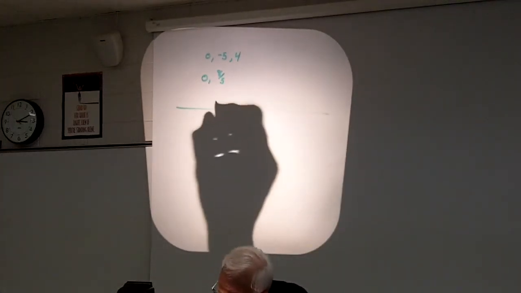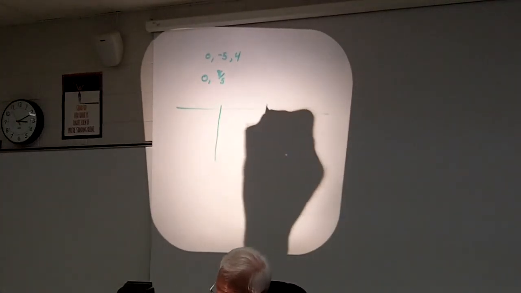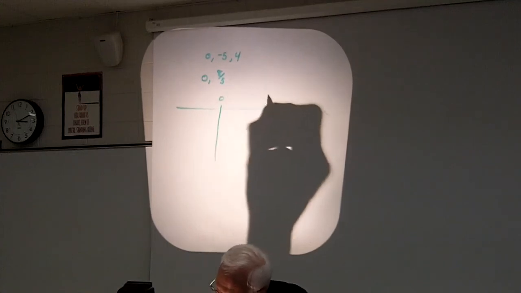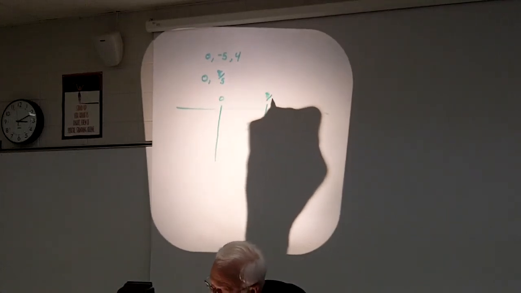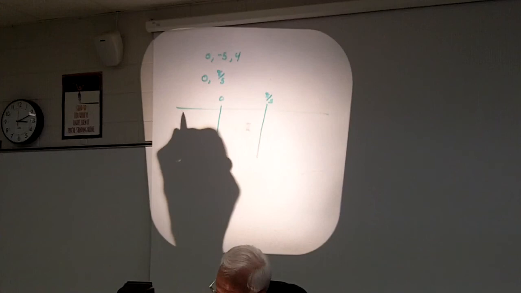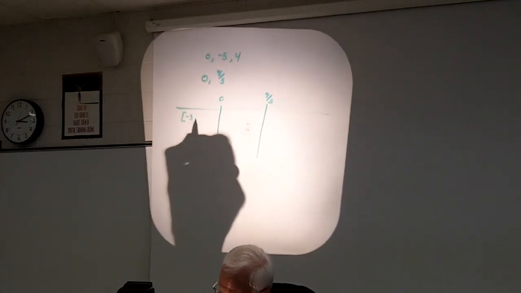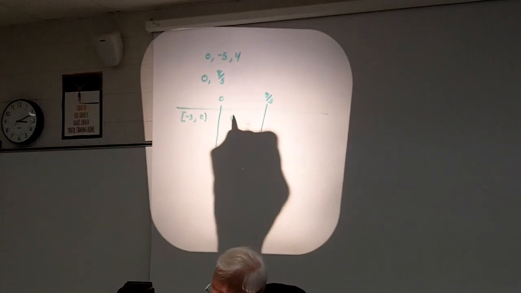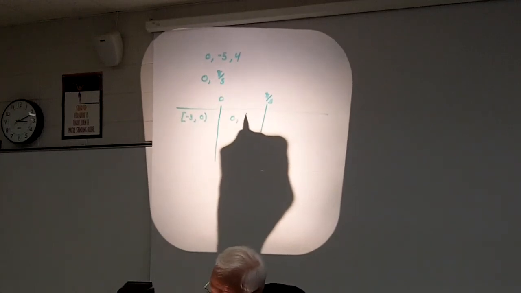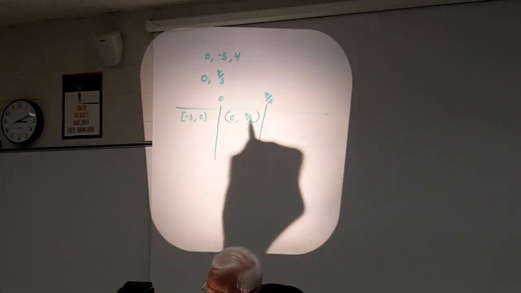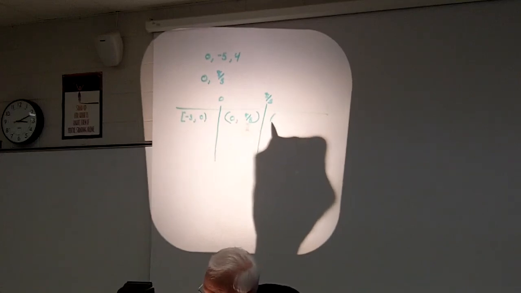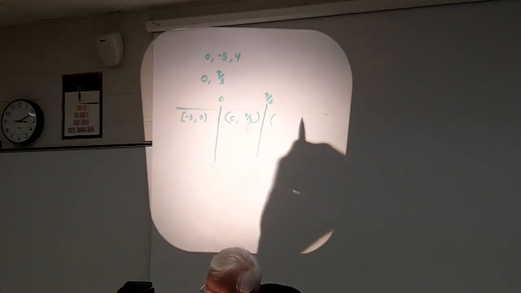This is going to be 0. This is going to be 8 fifths. And so this interval, I told you, was going to be -3 to 0. This is going to be 0 to 8 over 5. And this is going to be -5 to 0 for the first one.